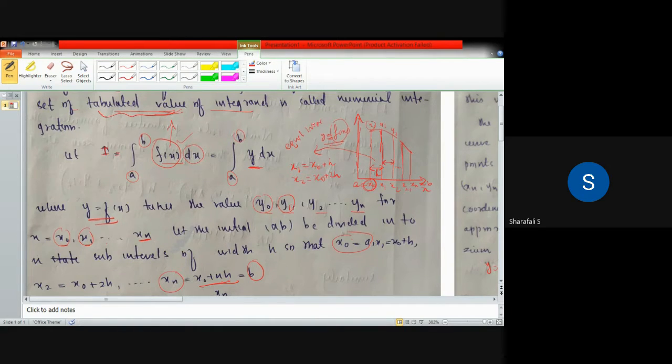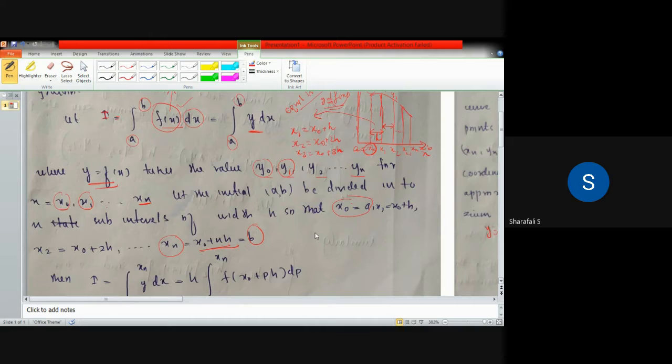Equal intervals, which means that the h value is constant for all these intervals. So we are considering the interval which is h. So x2 will be equal to x0 plus 2h. X3, if you consider that, will be x0 plus 3h, right? So similarly, for xn, xn will be equal to x0 plus nh. That's what we have written here, and that is equal to b, the final x value. So up to that, we have to integrate.